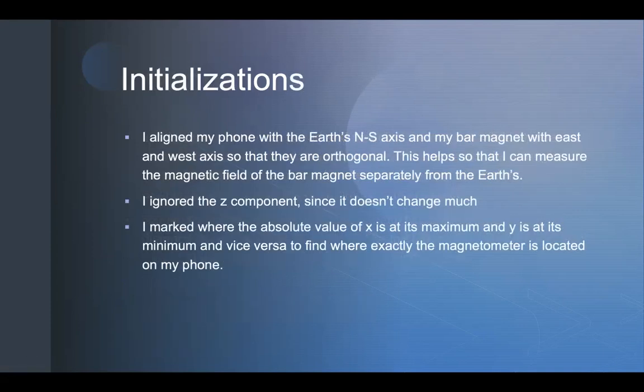Initializations. I align my phone with the Earth's north to south axis and my bar magnet with the east and west axis so they're orthogonal. This helps so that I can measure the magnetic field of the bar magnet separately from the Earth's. I ignore the Z component since it doesn't change that much. Then I marked where the absolute value of X is at its maximum and Y is at its minimum, and vice versa, to find where exactly the magnetometer was located on my phone.